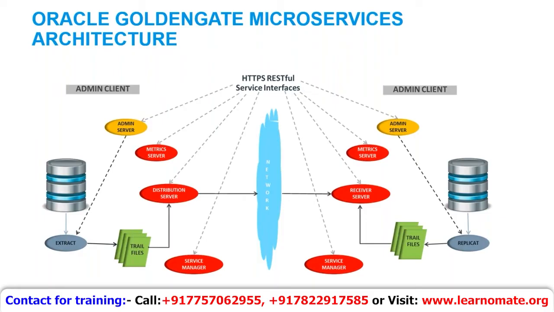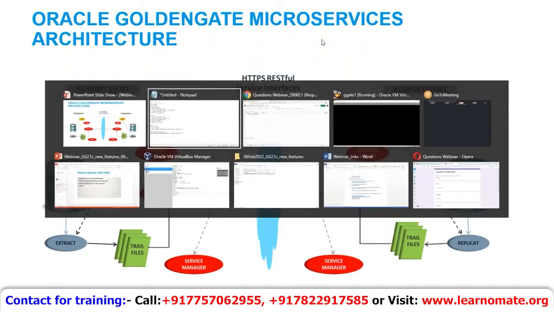Then you have receiver server, which runs on target. So the collector process of classic has been replaced with receiver server on target. So you no longer have the data pump process in microservices. It is called distribution server, and you no longer have the classic collector process in microservices. It has been replaced with receiver server for you. Okay, so let me show it to you in microservices quickly.